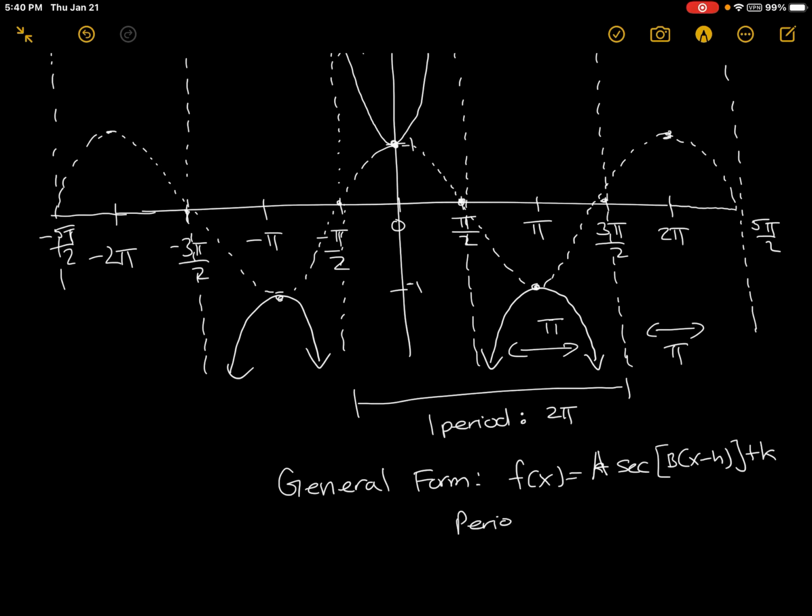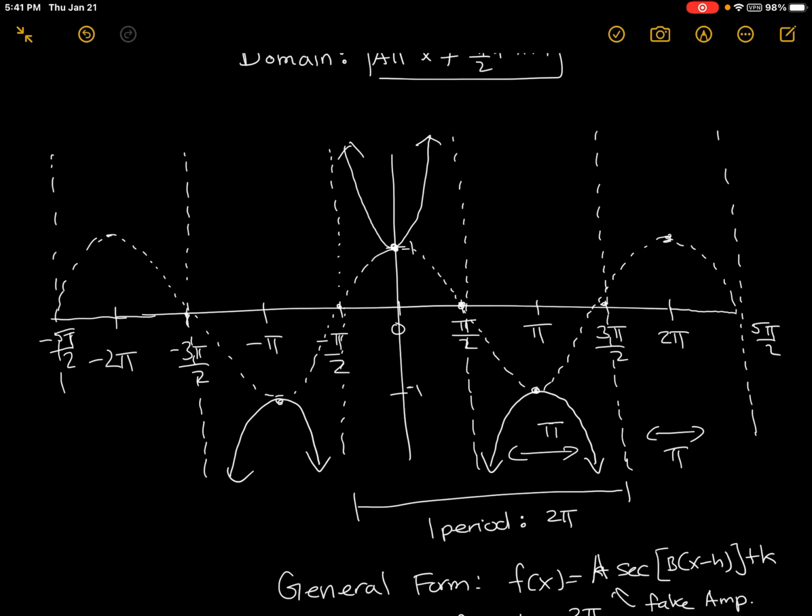The period is still going to be just the equation 2 pi over b, because it's dependent on whatever cosine is. Now, I must say that the a right here is not a real amplitude. So we'll call it a fake amplitude, because if you look at this graph, there is no distance between your max and your min, and so there's no distance between the max and the midline, or the min and the midline. Because if you look at the curve, it just goes on forever. So there's no such thing as an amplitude in a secant or cosecant graph.